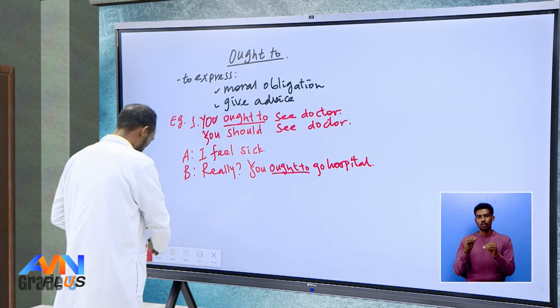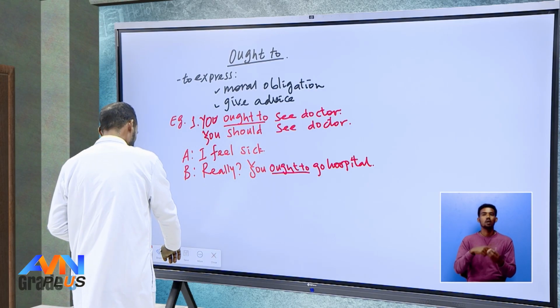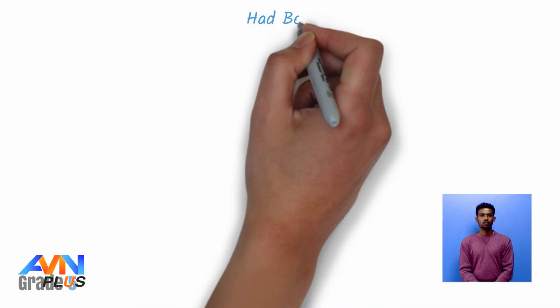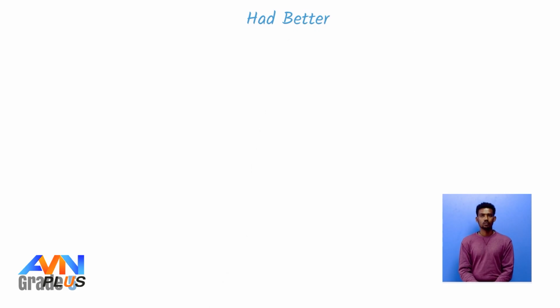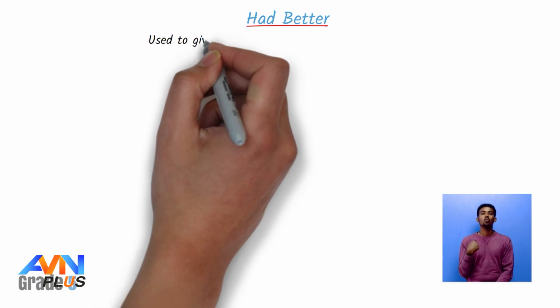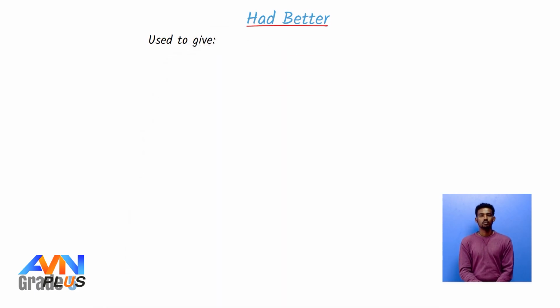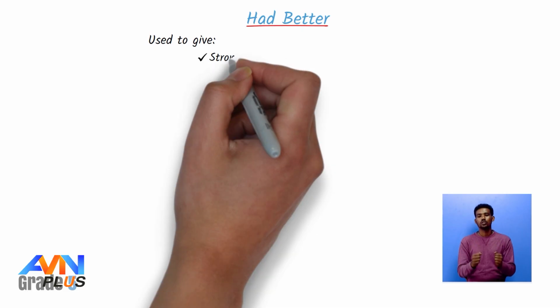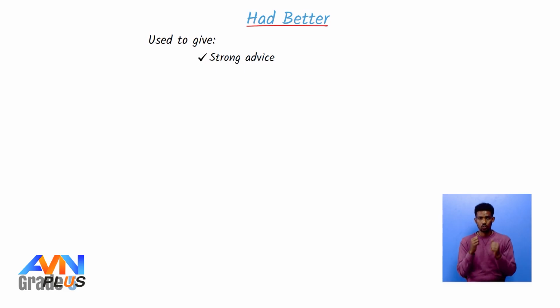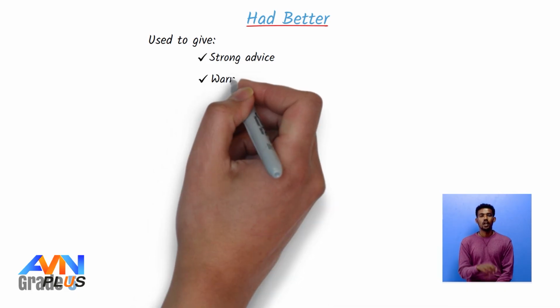So now let's say something about the next point here, about had better. When do we use had better? This is used to give or provide what? Strong advice. Look, a strong advice. What about another function used to give what? Warning.